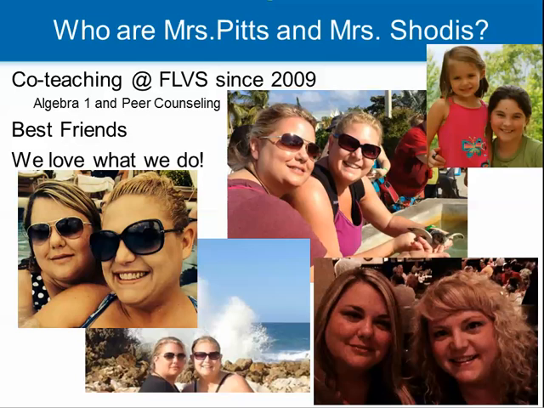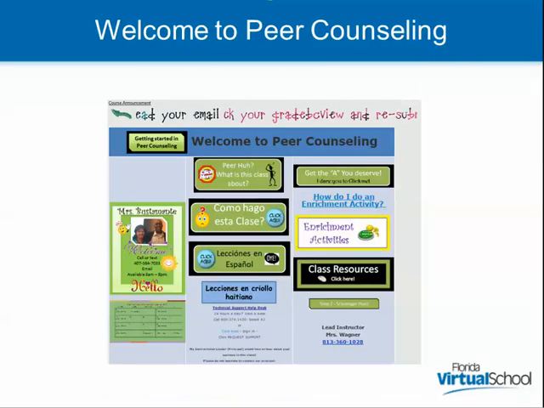Here's a few pictures of us. Mrs. Schotis is on the left in the pictures. Mrs. Pitts is on the right. And up at the very top, you can see two of our little princesses. Miss Sophie, she is in the pink shirt, and that's Mrs. Schotis' little girl. And Mallory's on the right, and that is Mrs. Pitts' little girl.